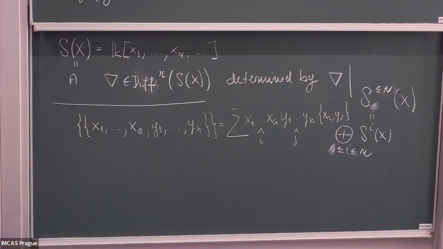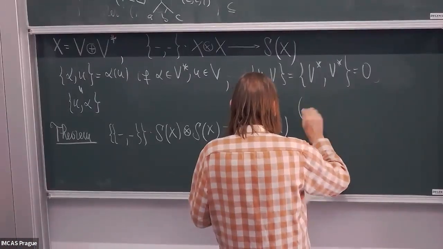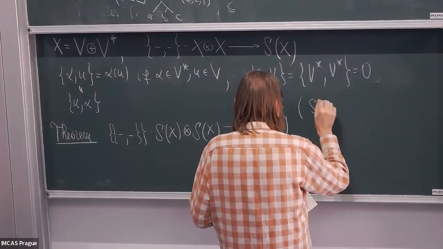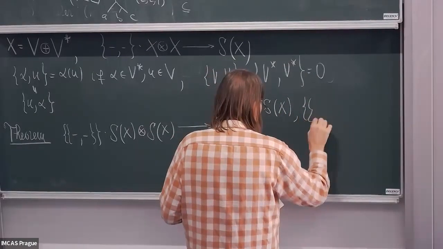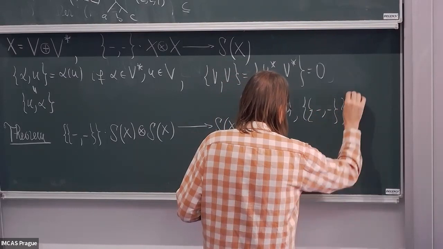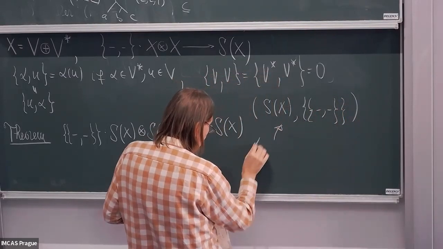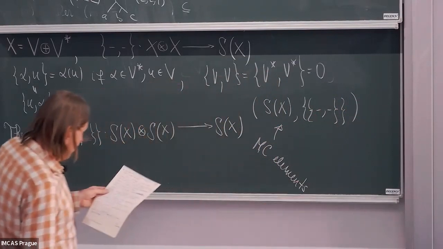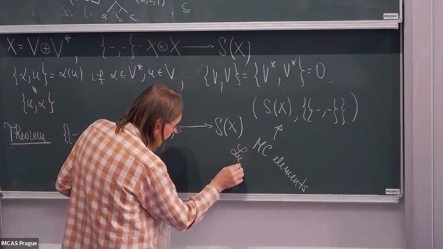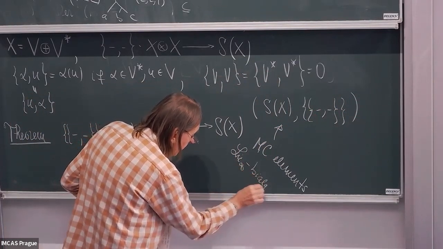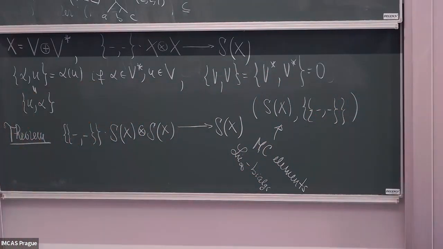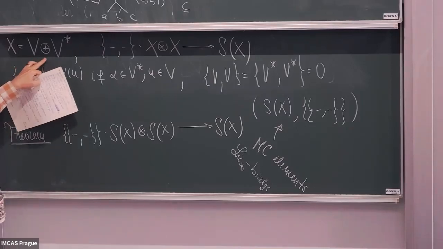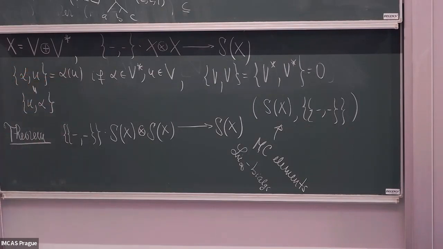And so why is it so important? Because the standard theorem says that Maurer-Cartan elements in SX are precisely Lie infinity bialgebras. And there are some particular cases which are important for classical mechanics, like symplectic, because this is more or less a symplectic structure on the cotangent space of V or something like this.